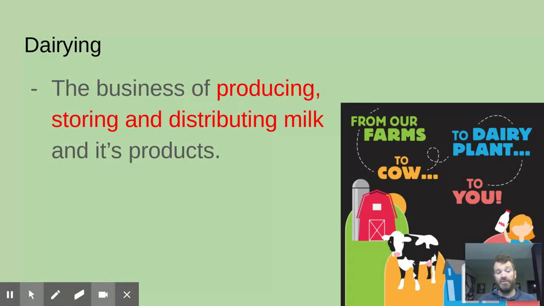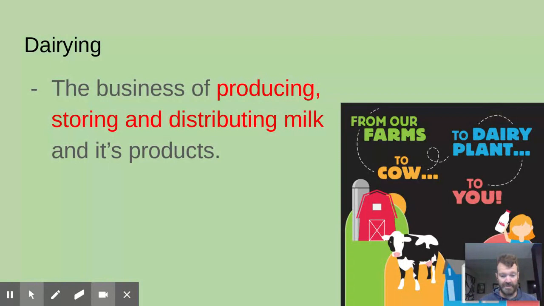Another form of agribusiness is dairying. So that's the business of producing and storing and distributing milk and all of its products. So it says from our farms to cow to dairy plant to you, right? So we get our milk somehow. There's never a shortage. So there's a dairy farm out there that's producing all the milk that we use.